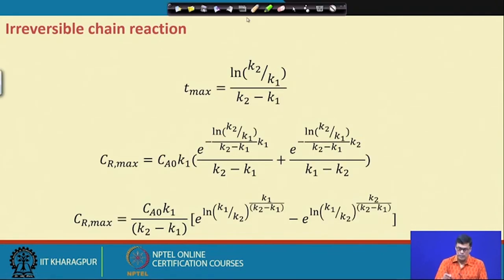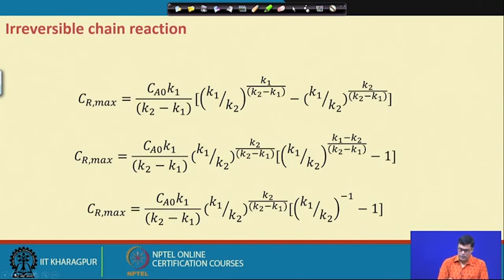Now this is the t max value we have already calculated. Now CR max, that equation we have shown you, the t max value we put in there. Now this t max value we can substitute there and we can get this equation. Then finally we get this, and if you simplify this, it will come to this equation.